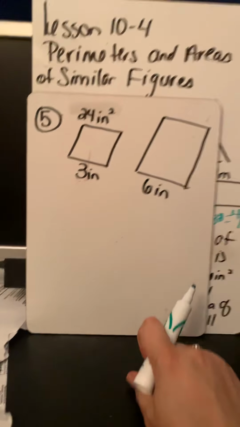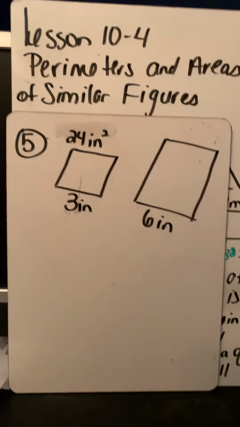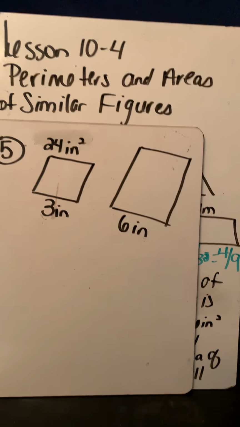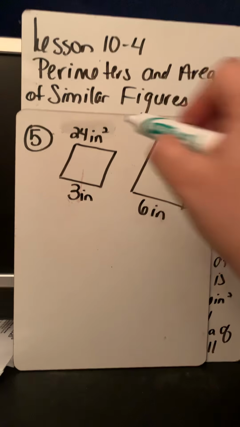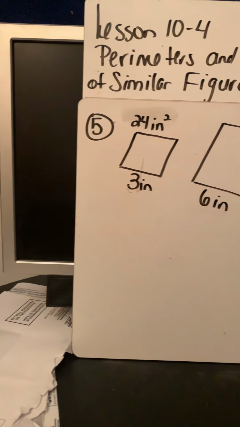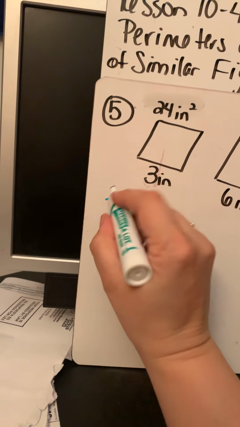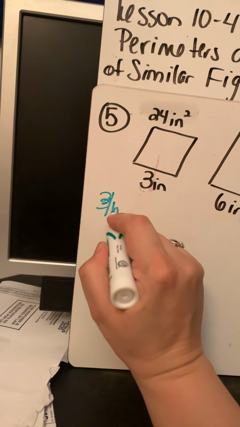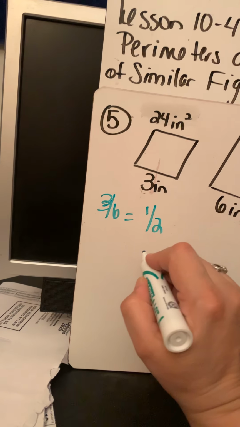So on number 5, just so we have another example, because this is one that people always ask me, they give you your two figures, again, not drawn to scale. So they give you your two parallelograms. They give you the area of one. You need to find the area of the other. So your ratio is 3/6. So my regular perimeter ratio is just 3/6. Reduce that, so that would be 1/2.